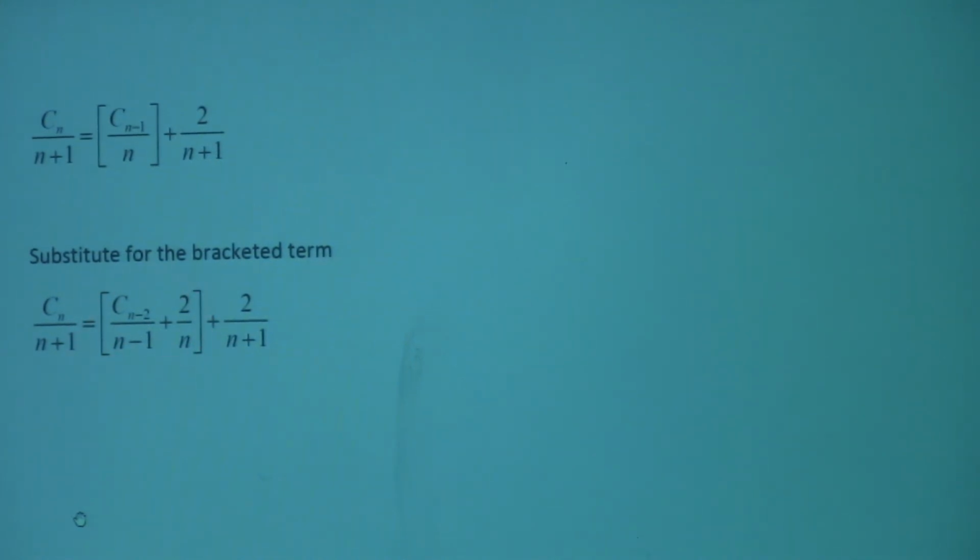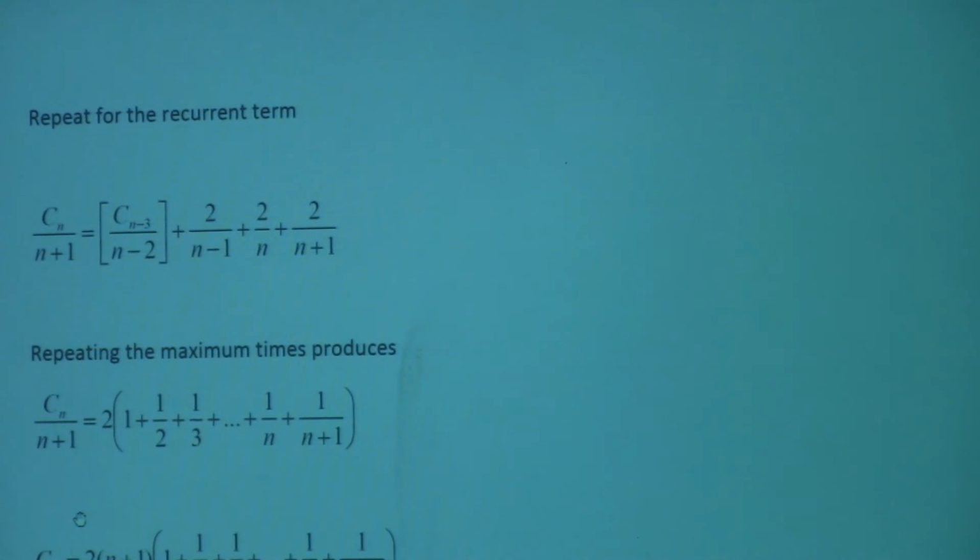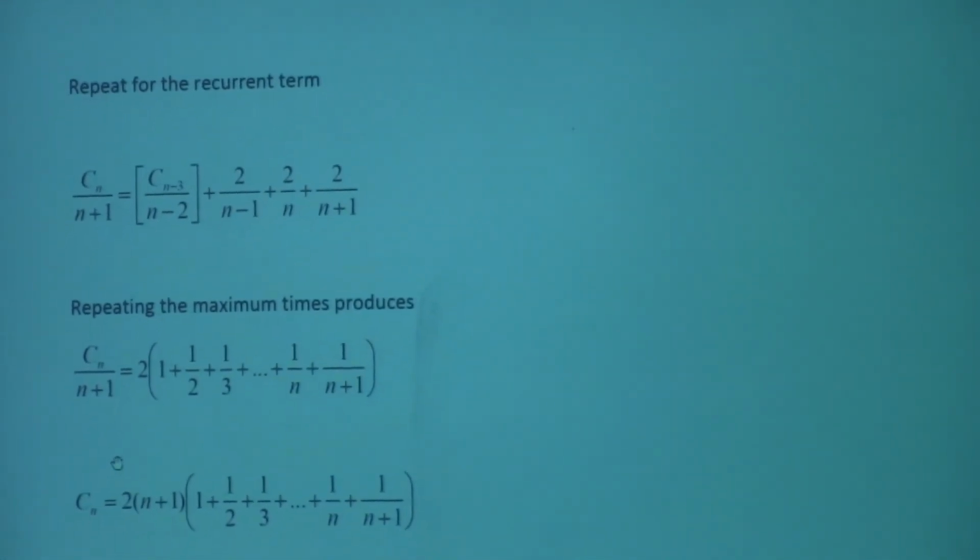Like that. So now what we're going to do is repeat this again. This is kind of like a repeated substitution on steroids, a little more advanced version of it. And we'll repeat this the maximum number of times, and you'll see that C of n over n plus 1 is going to be 2 times 1 plus 1 half plus 1/3, etc., plus 1 over n. Multiplying by n plus 1, we have Cn is equal to 2 times n plus 1 plus this summation. This summation is looking like something we might be able to solve.